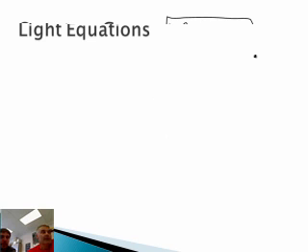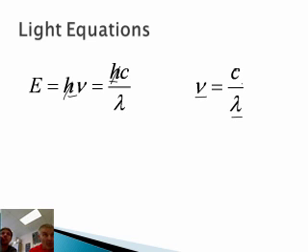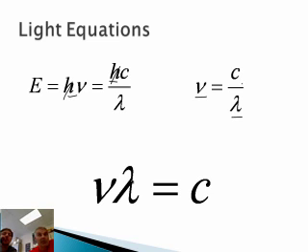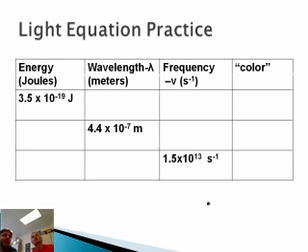Okay, so with the light equations, we can also resolve them. The H's are here, and they will cancel. And so you can say that nu is equal to C over lambda. Or if you cross multiply, nu times lambda is equal to C. So there's lots of ways to do this because you're going to be asked to solve for each of them a little bit differently.